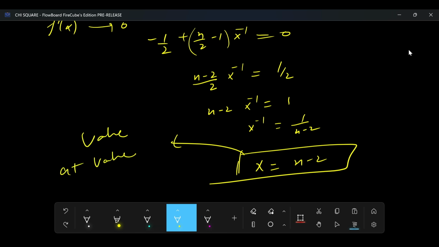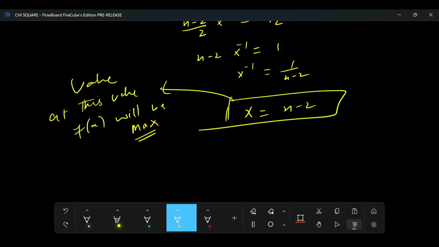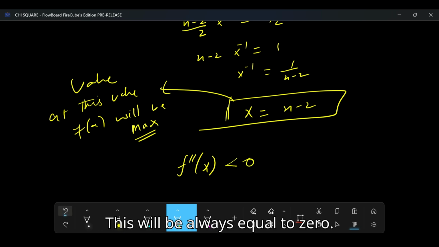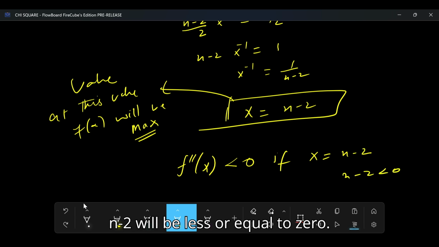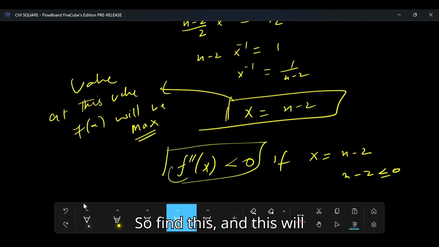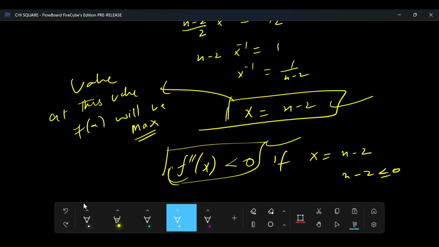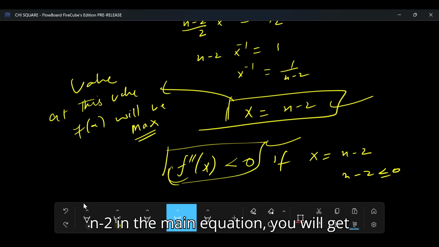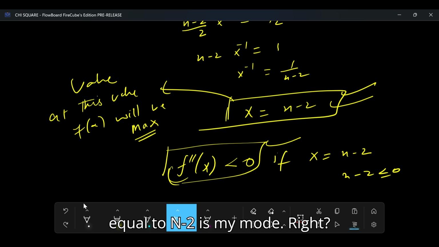At this value of x, f of x will be maximum. But for this we need the double derivative, that's f double dash x. Whenever you find this f double dash x, this will always be less than 0, if x is equal to n minus 2 and n minus 2 is greater than 0. So find this, and this will always be less than 0. Then our maximum value will be at n minus 2. Then put x equal to n minus 2 in f of x. After putting n minus 2 in the main equation, you will get the maximum value, that is at n minus 2. So mode is n minus 2 at the value of x, that is my mode. So x is equal to n minus 2 is my mode, right?